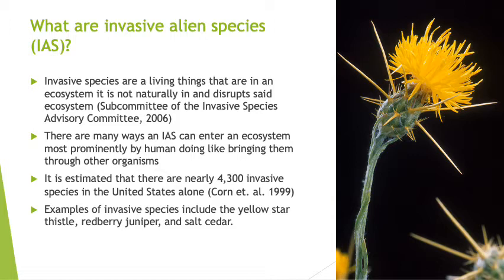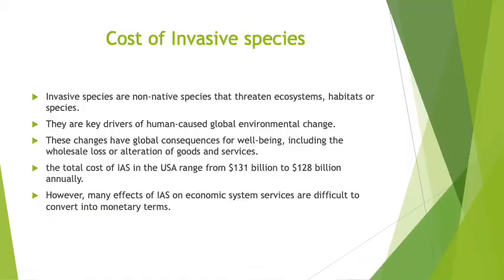Examples of invasive species include the red-berry juniper, which is very prominent in Texas, the salt cedar, which is prominent in the southwestern United States, and the yellow star thistle, pictured here, is prominent in California, which can cause cows to get sick if they eat it. As defined, invasive species are non-native species that threaten ecosystems, habitats, or species.